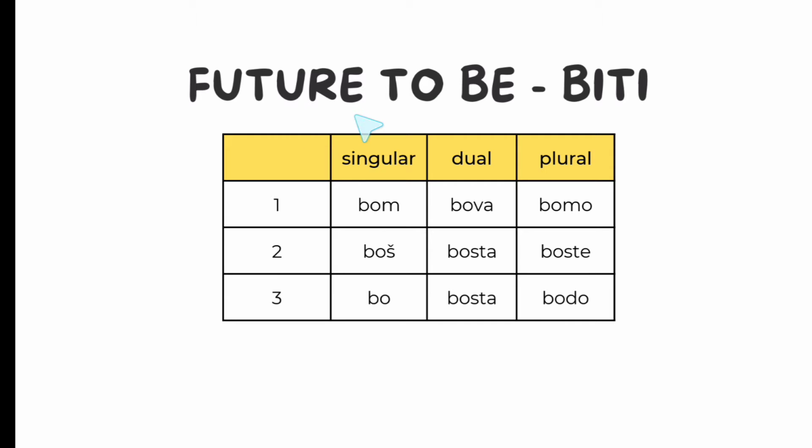And the future tense has future to be, or biti, which is singular, first person, second person, third person, and dual and plural, and so on. So that is bom, boš, bo, bova, bosta, bosta, bomo, boste, bodo.